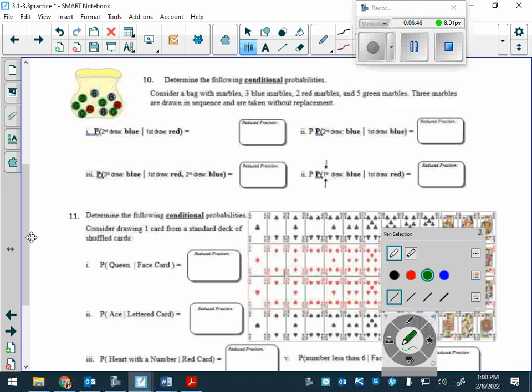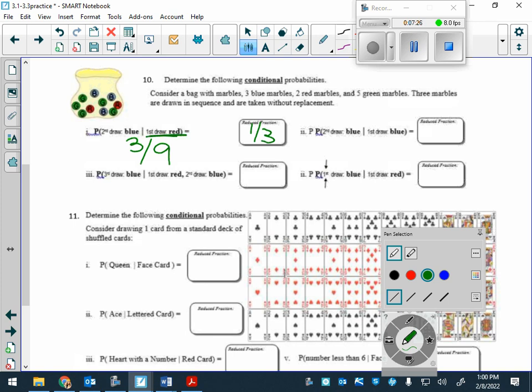Conditional probability means dependent. Consider a bag of marbles, 3 blue, 2 red, and 5 green. 3 marbles are drawn in a sequence. However, not all the time are we going to draw 3 in these particular cases. A keyword there, without replacement. So it's not being put back in. So what is the probability the second draw is blue given the first draw red has already happened? Wes? Good. 3/9, which is 1/3.